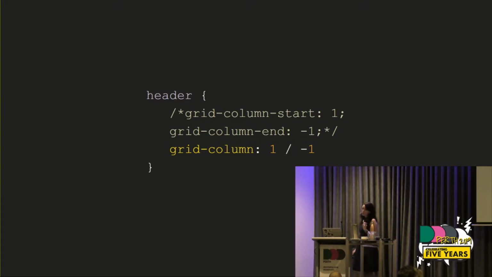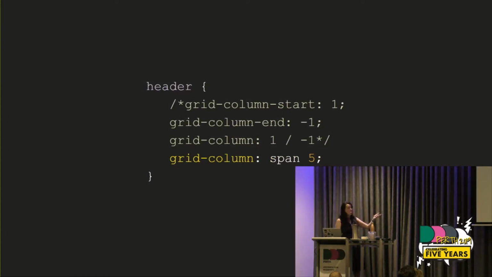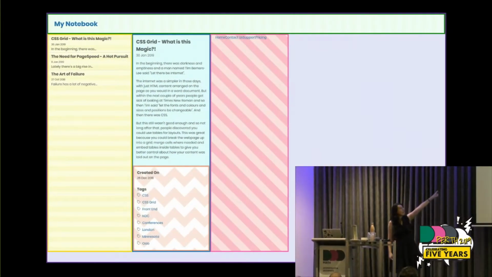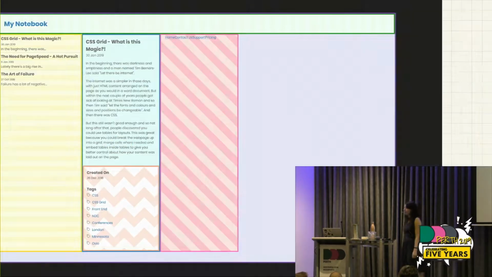It really depends on the situation. So for example, you can also say grid column span 5. So I want it to span 5 columns. But today, as we said, the header should go all the way across the top. So we're going to say grid column 1/-1, which has now stretched our header all the way across the top. And you can see the rest of the elements have now been pushed down onto the second row in our grid. Starting to get somewhere.